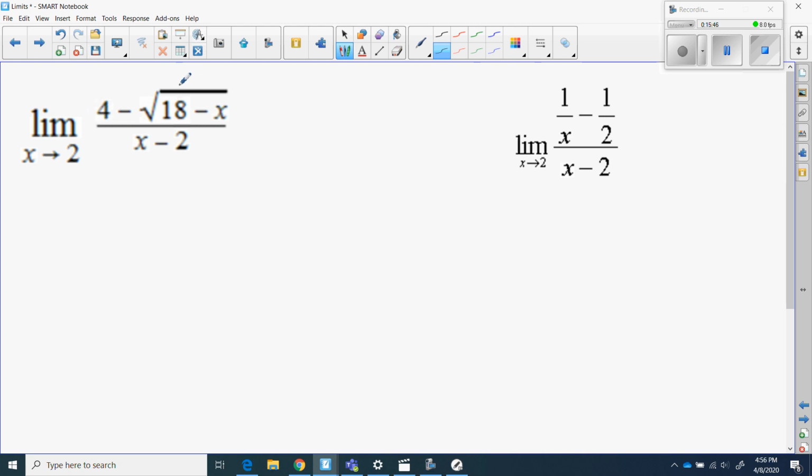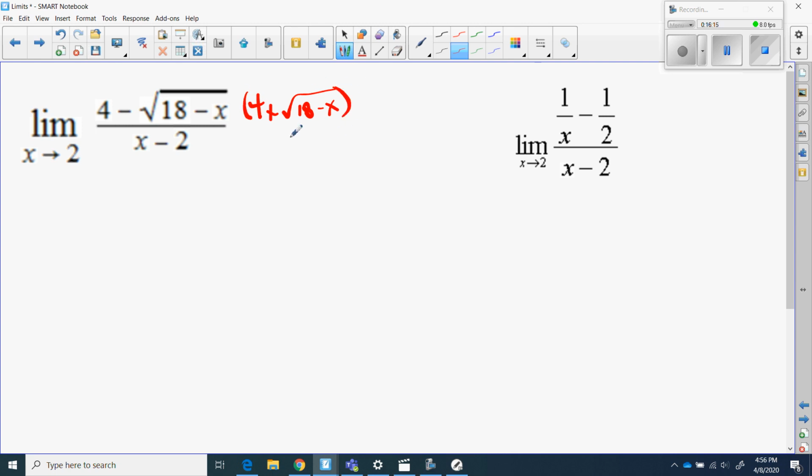So that's a binomial. To rationalize numerators or denominators, when you're dealing with binomials, you have to multiply by what's referred to as the conjugate. The conjugate is the exact same binomial, except the sign between them changes. Therefore, I am going to multiply the numerator by 4 plus the square root of 18 minus x. That is considered the conjugate of that.